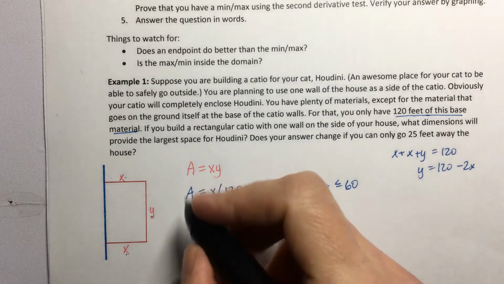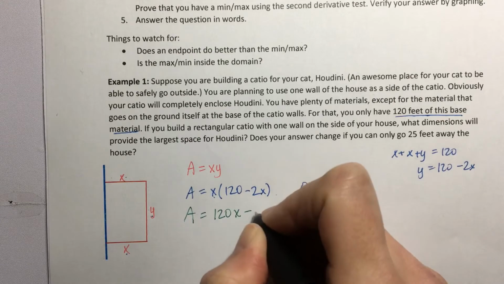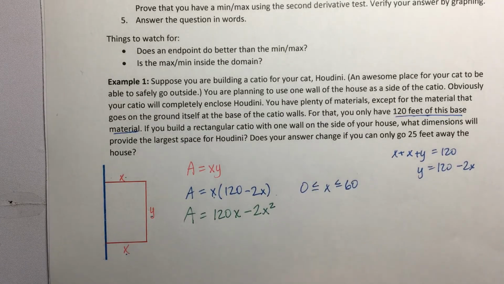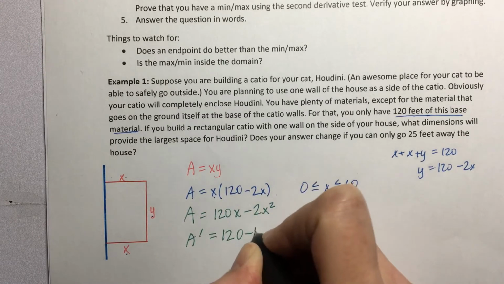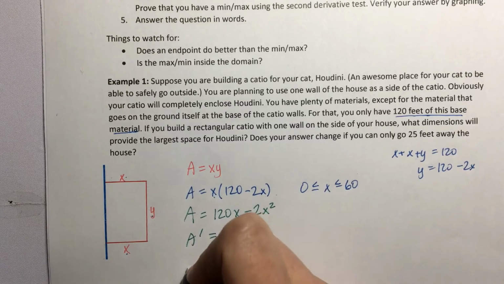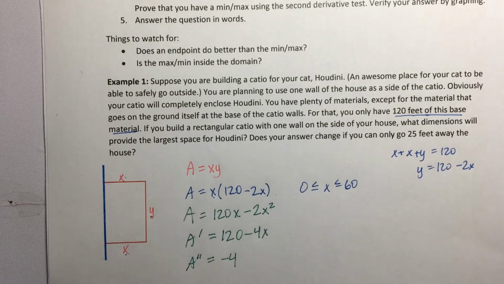So before deriving this thing, I'm going to distribute because I prefer to avoid a product rule. So 120x minus 2x squared. So A prime is 120 minus 4x. And because I'm going to need it anyway in a moment, I'm going to go ahead and find my second derivative. So our second derivative, negative 4.